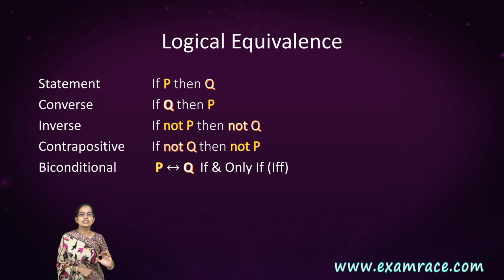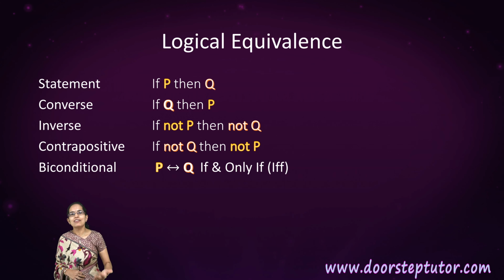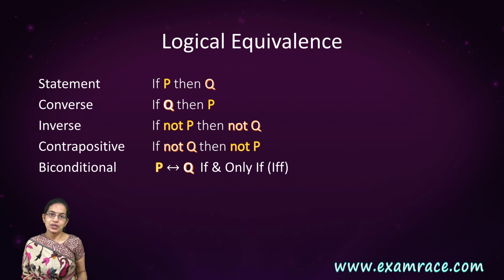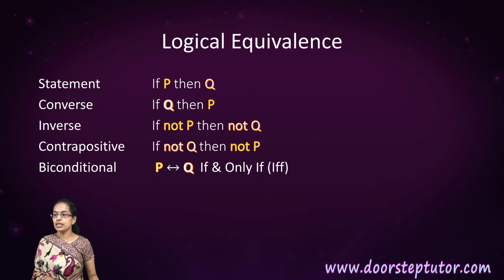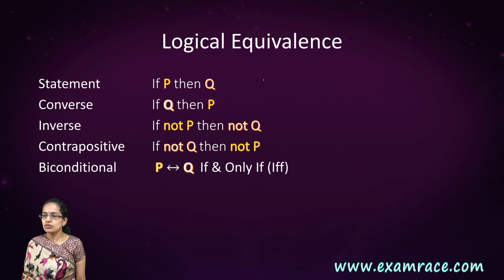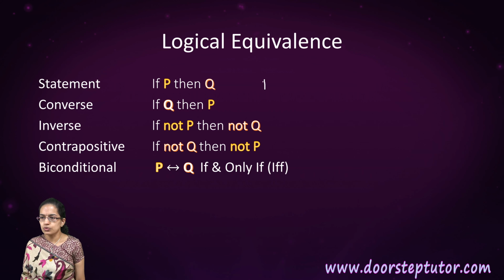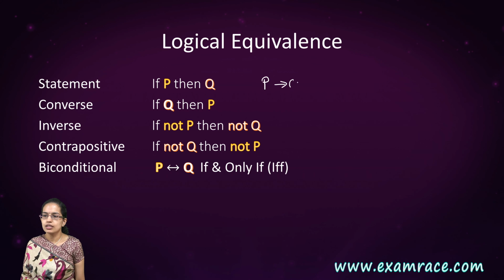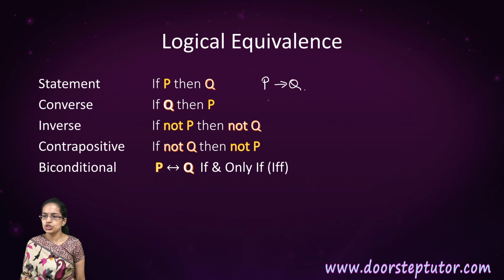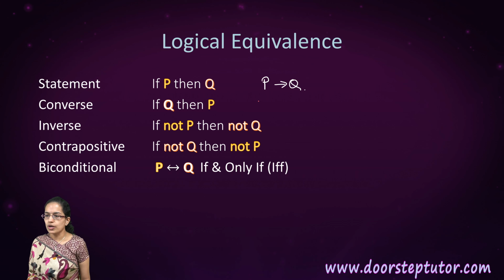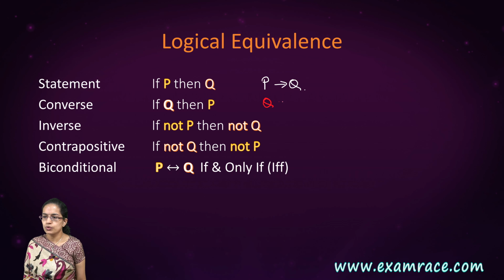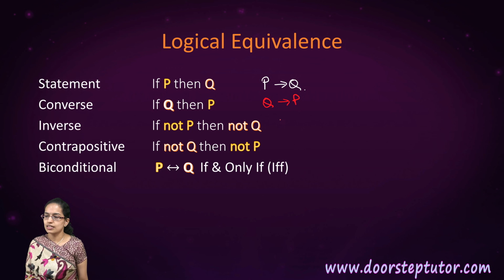What I would do is switch these, and that would change the statement. Now, what would be a converse statement? The converse statement would be if Q, then P. These are the ways in which we denote it in logic. P to Q is the statement. I change the positions of P and Q, and what does it become? It becomes Q to P, and this is a converse statement.